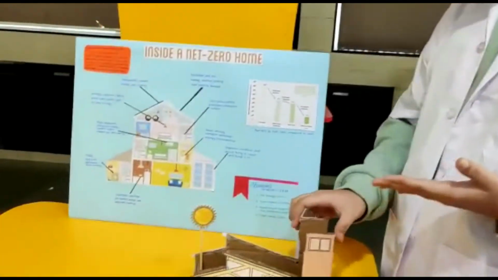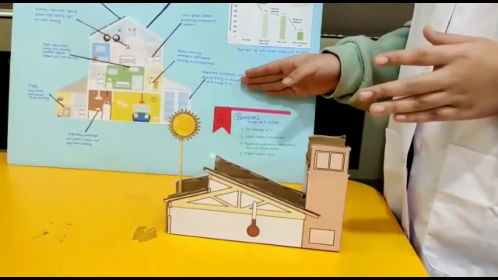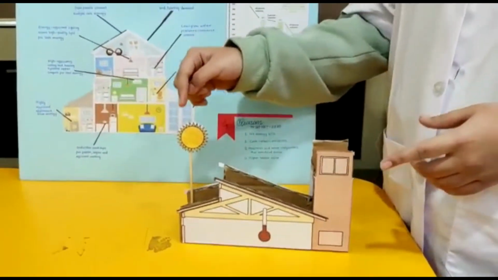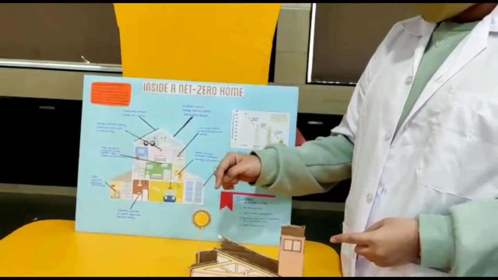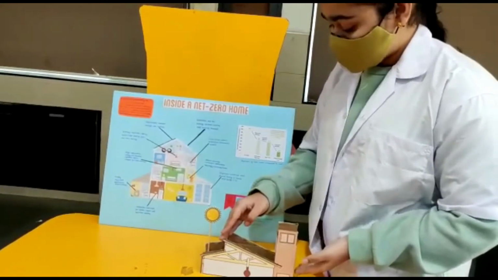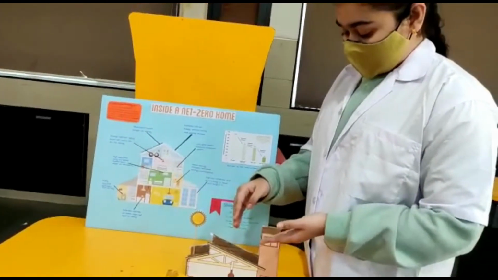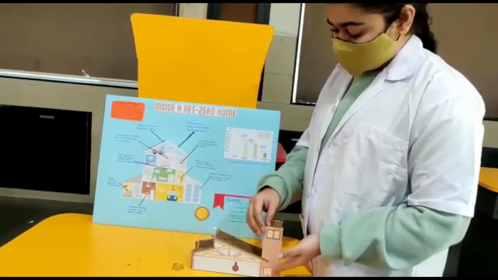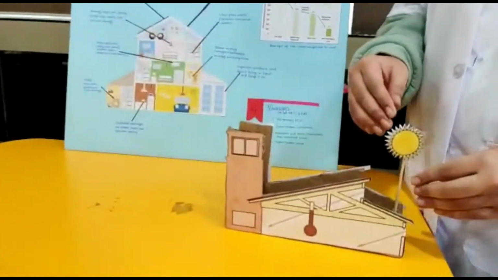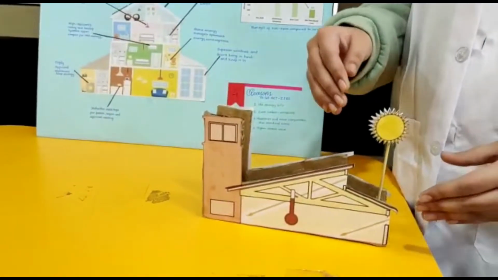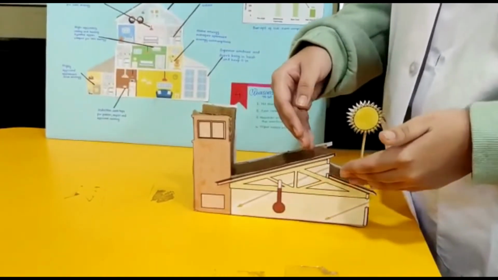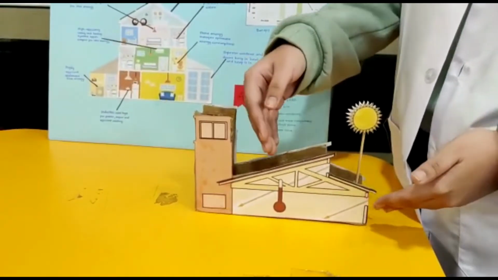And here is the way to show how the superior windows work. When there is high sun, the windows shut down, so the temperature is cool. And when there is low sun, the windows open up, so the climate is warm.